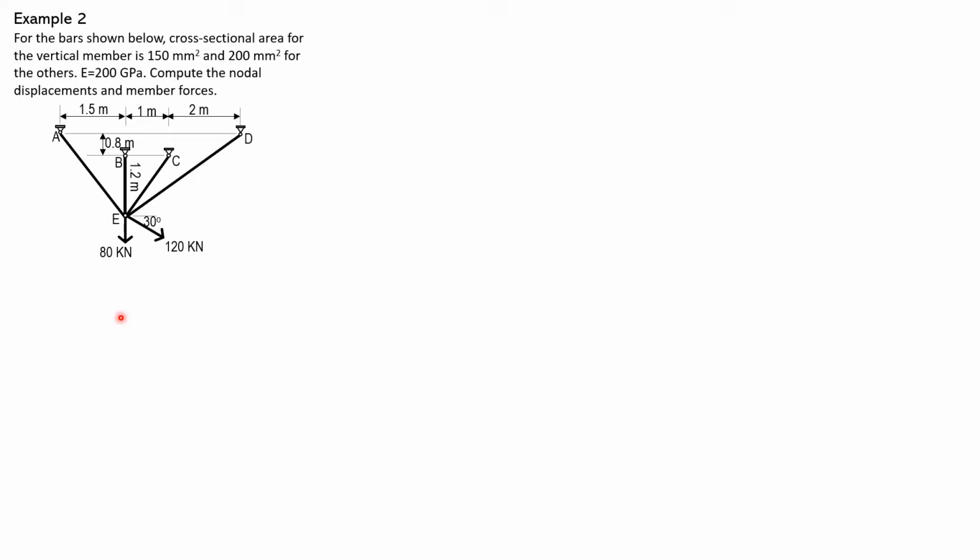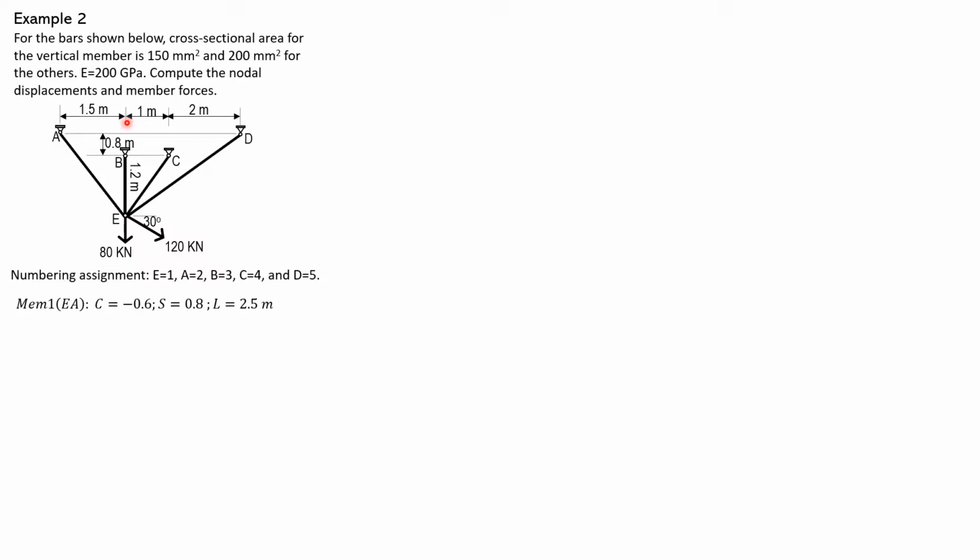So first, for member stiffness, AE. Remember that only DE or EB has a unique area of 150, the rest 200. So numbering would be E is 1, then A is 2, 3, B is 3, C is 4, B is 5. So member 1, its cosine rather, is negative because it is directed from 1 to A, 1 to 2. It's going up to the left. So cosine is negative to the left, while sine is positive up.